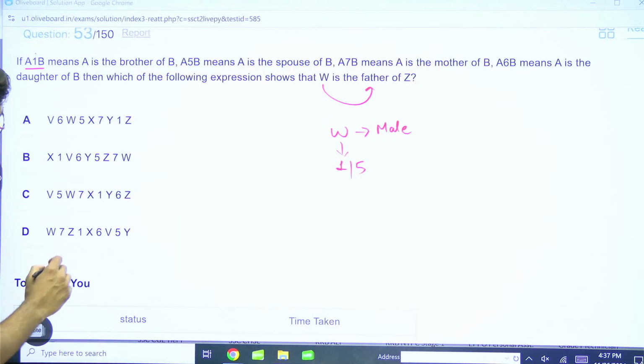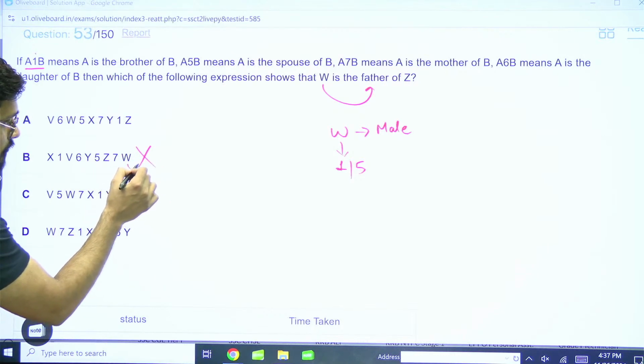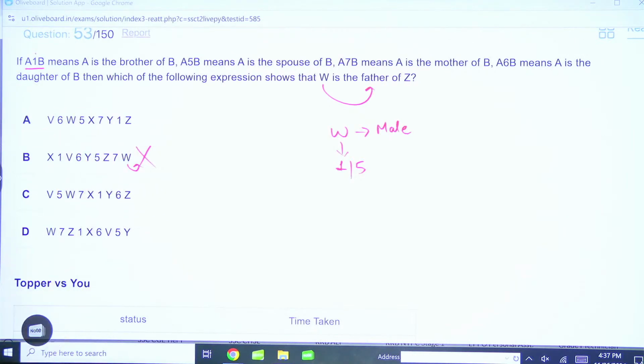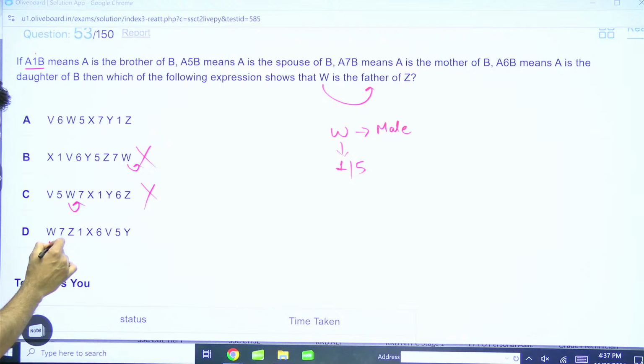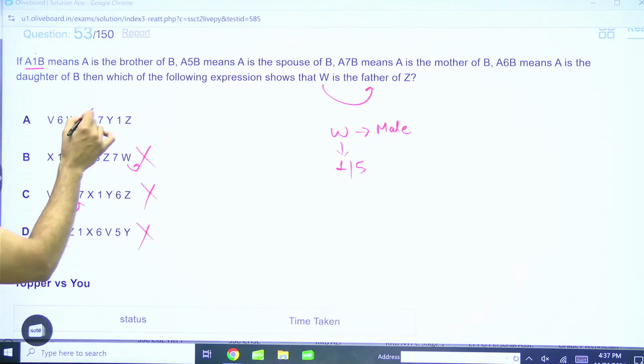So option B is cancelled because after W there is no symbol. After W, 7 is given, so this is also cancelled. One option is remaining, that is option A.